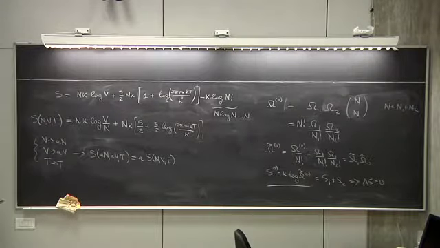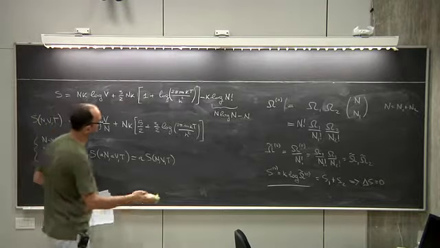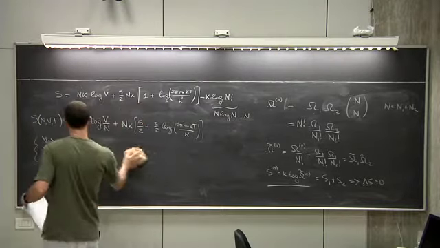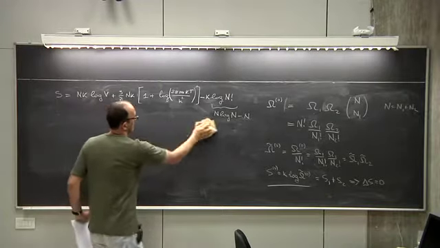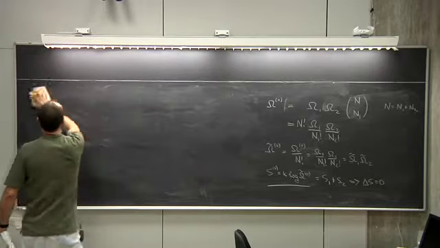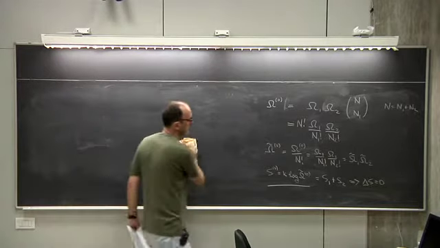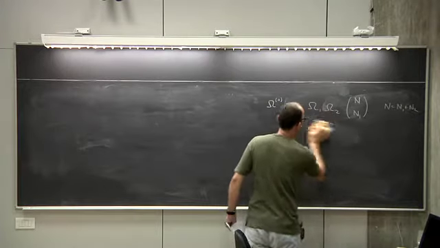Are there questions? Is this clear? Okay. So why do we need to count the number of microstates in this way?